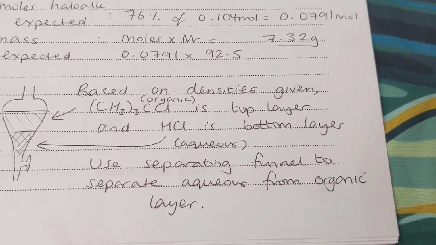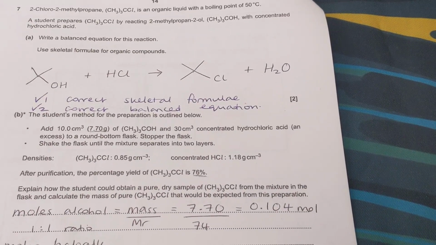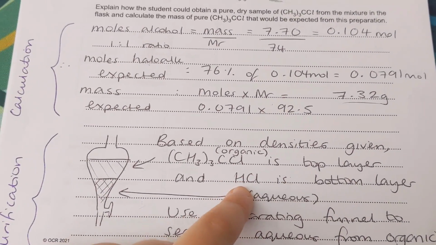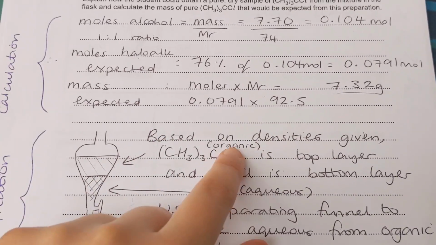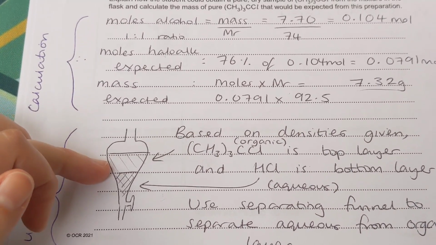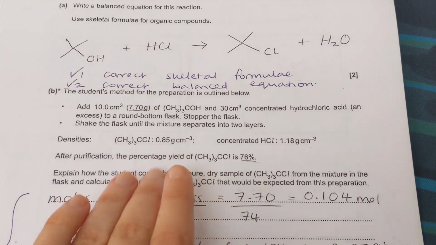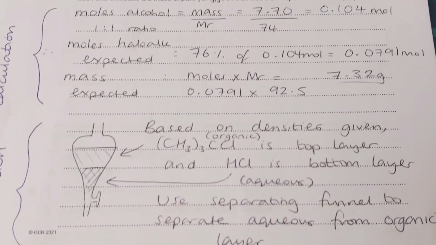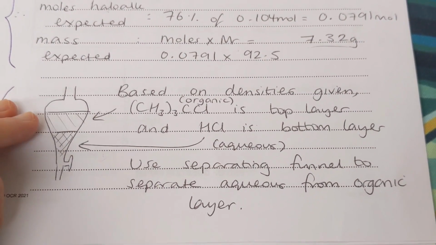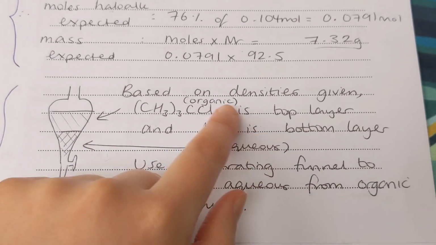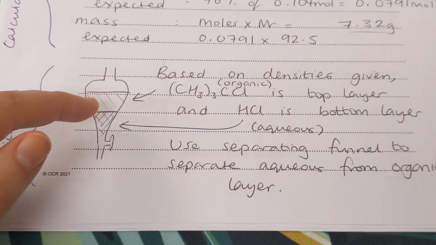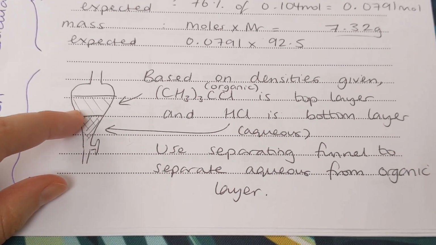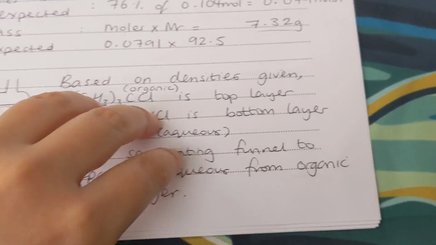So based on the densities given, the HCl has a higher density. More dense things will go to the bottom. So we're going to say the HCl will be in the bottom layer, that is the aqueous layer, and the organic layer will contain our product and will be in the upper layer in this experiment because of these densities. So we're going to use this separating funnel to separate the 2 layers, the aqueous, so the acid, from the organic product that we want. So this acid one, this lower layer, we can just run out and discard.